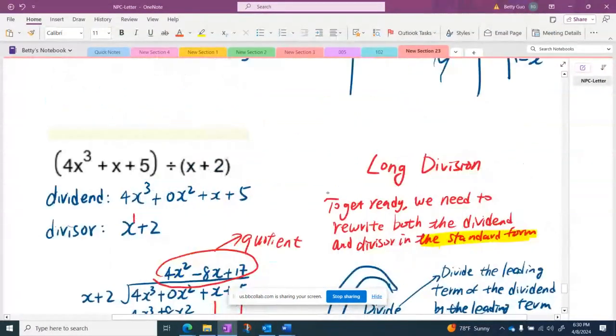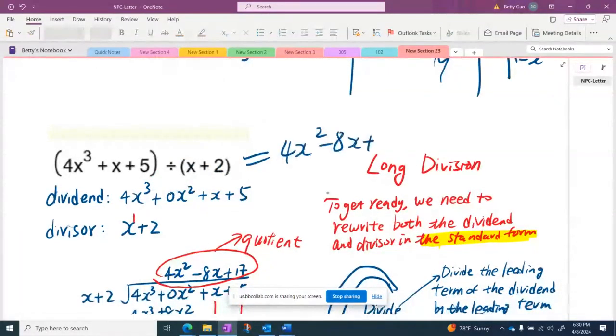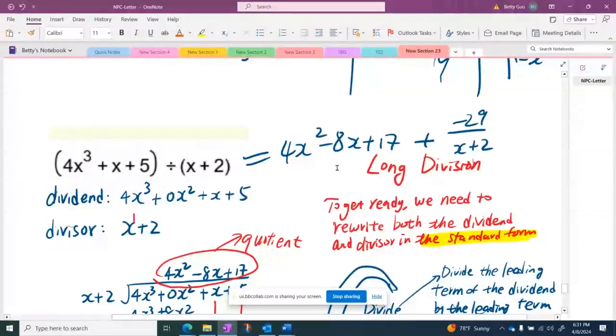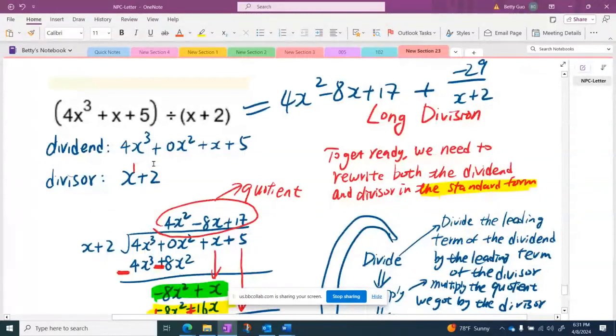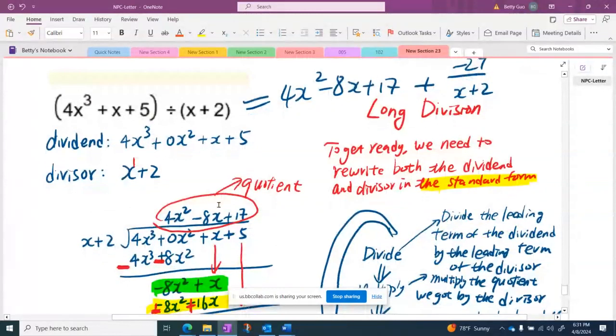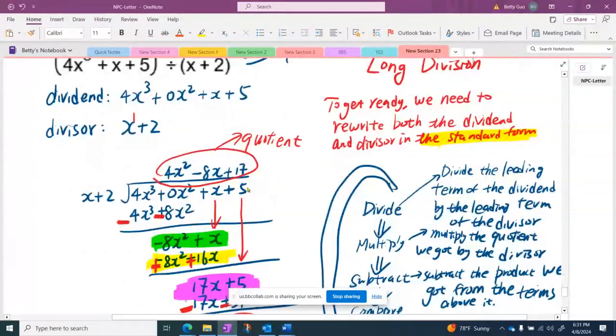So technically, the result is supposed to be the quotient 4x squared minus ax plus 17 plus a fraction. What is the fraction? The numerator is the remainder, the denominator is the divisor. There's a theorem that supports the way I just wrote the result. But we don't have to know that. If the question asks what's the quotient, you just type the quotient there. And what's the remainder? The remainder is -29.